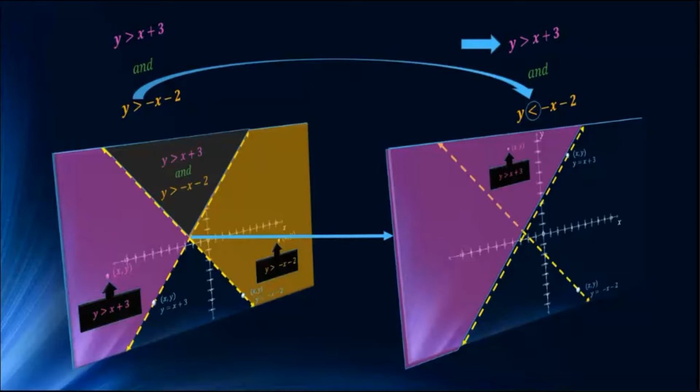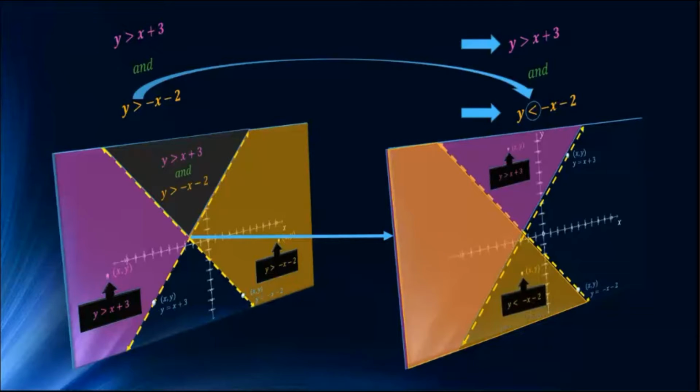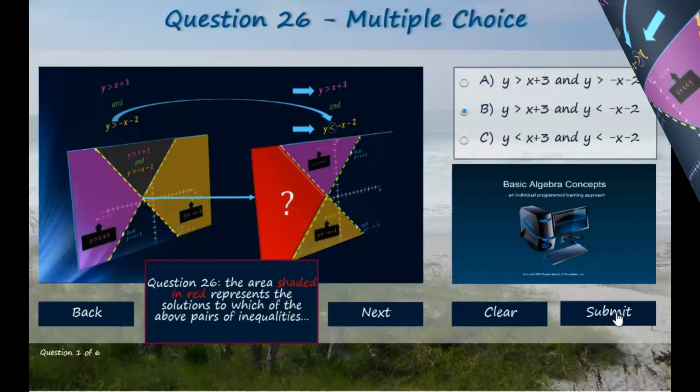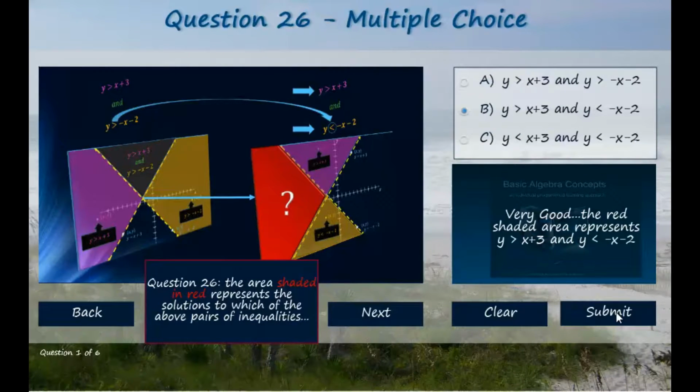But now, let's see what happens when we graph y less than a negative x minus 2. Now we see that our graphs intersect in this region of the graph. This area represents the ordered pairs. Very good. The red shaded area represents y is greater than x plus 3 and y is less than negative x minus 2.